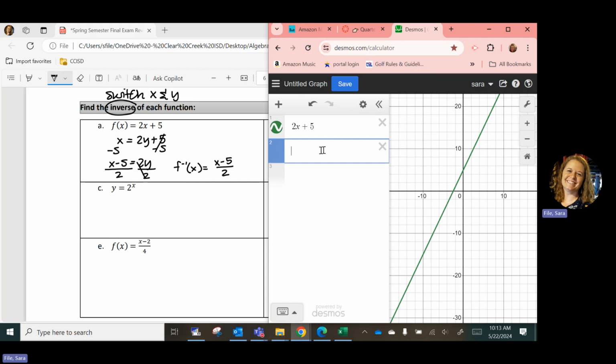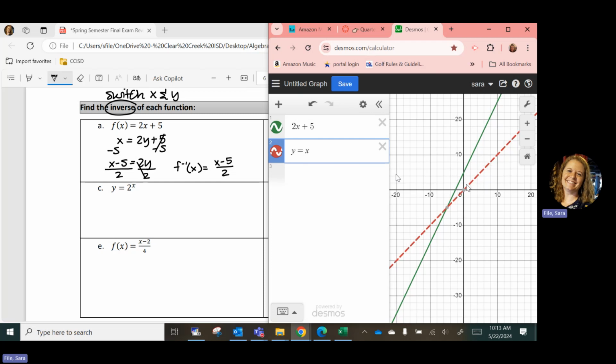Now, they are not supposed to be the same graph. They are inverses. They are supposed to reflect across the line y equals x. Okay, so I'm going to make that line red and dashed. Okay, but that line y equals x, that's what the graph is supposed to reflect across for an inverse. So if I type in this inverse that we came up with, which is x minus 5 over 2, and then you can see, if I were to fold it along that dashed line there, wouldn't that all match up? Don't they intersect on that line?